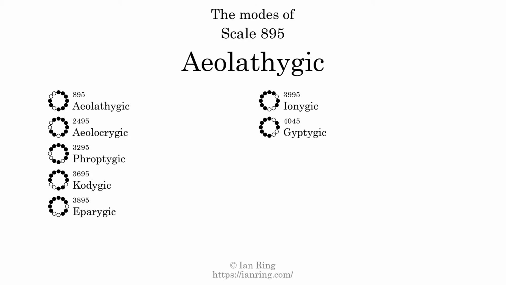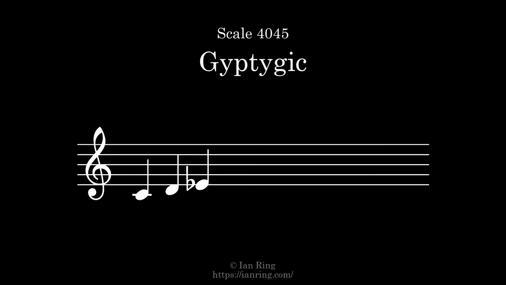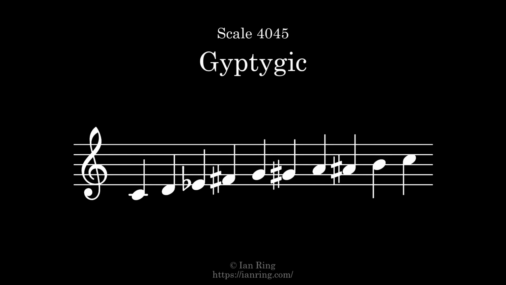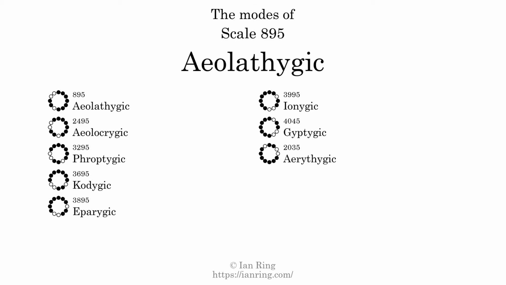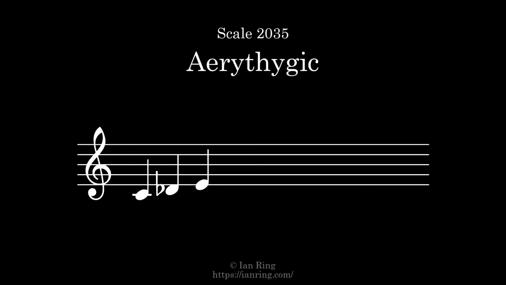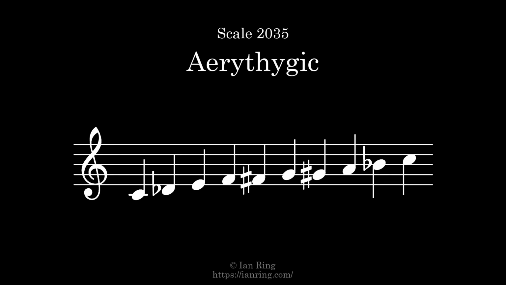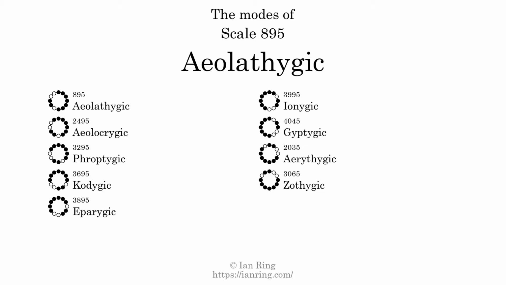The seventh mode is scale 4045, also known as Heteromorphisms. It sounds like this. The eighth mode is scale 2035, also known as Aeolathygic. It sounds like this. The ninth and last mode is scale 3065, also known as Aeolathygic. It sounds like this.